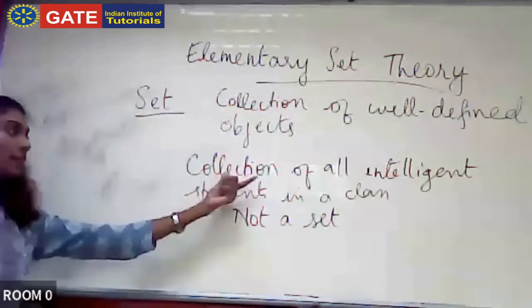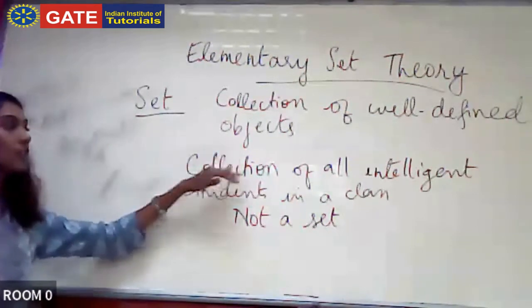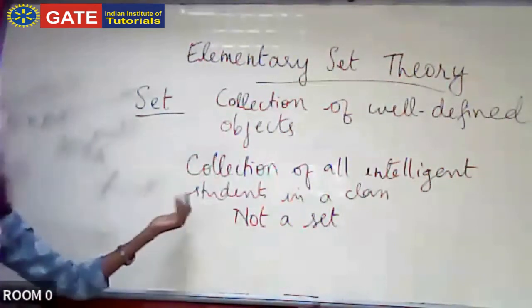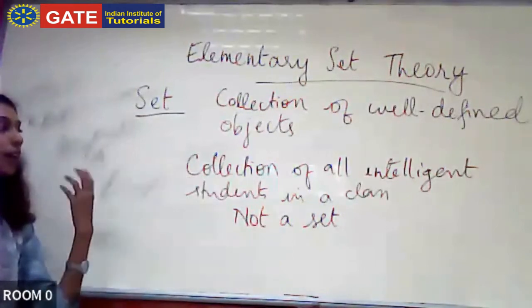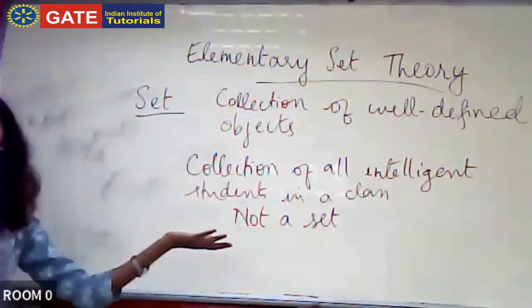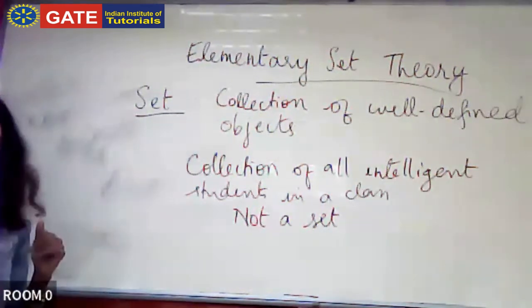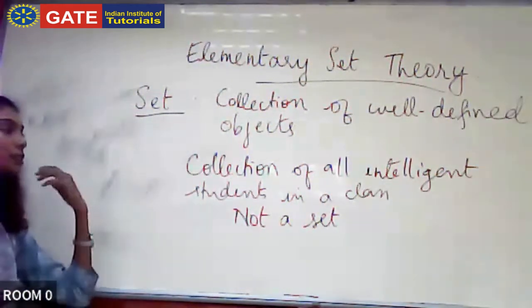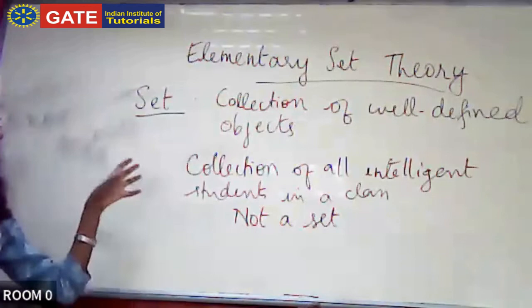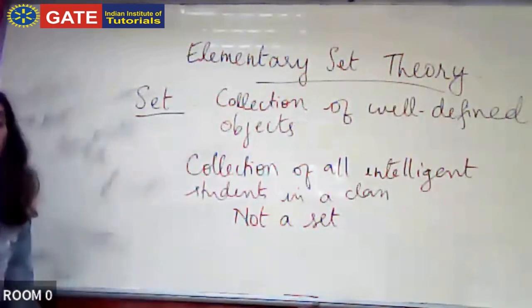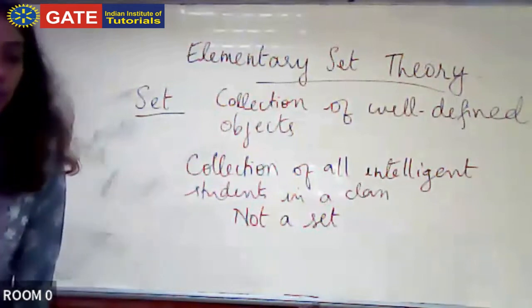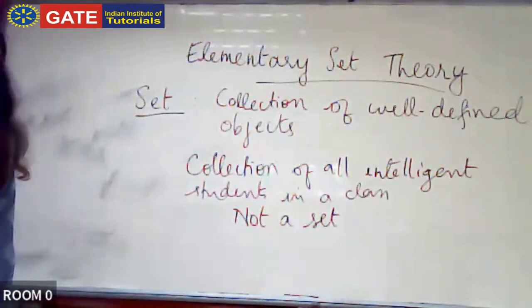That means this definition will change according to different people. According to me, I'll say one set. I might think that the student may be intelligent, but you might think that is not intelligent. All can be intelligent, but the IQ level can't be the same for all.